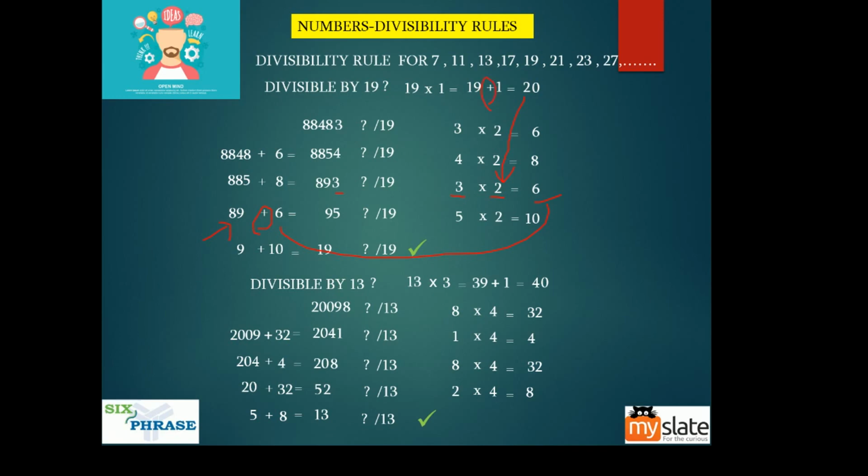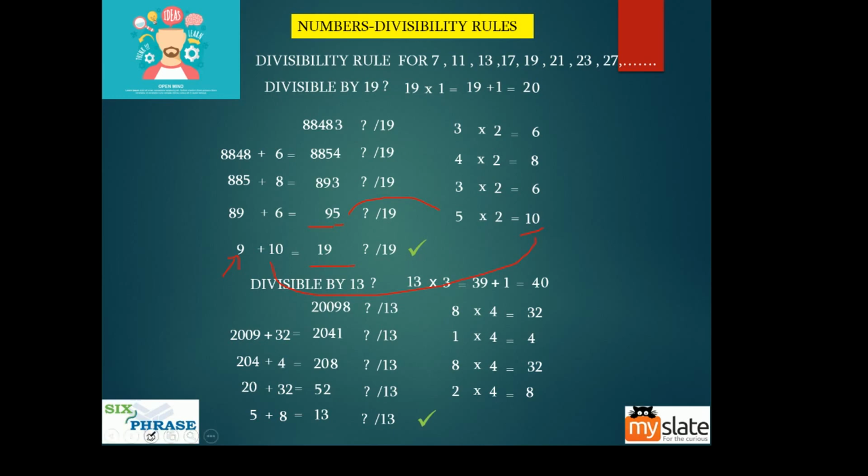Now 95 is divisible by 19. I'll admit I know 95 is divisible by 19, but some of you might not know it. So what you can do is repeat the process. Take this 5, multiply it by 2, you will get 10. Take this 9, this is 9. Take this 10 and put it over here. What is 9 plus 10? 19. And even a layman can tell you 19 is divisible by 19.